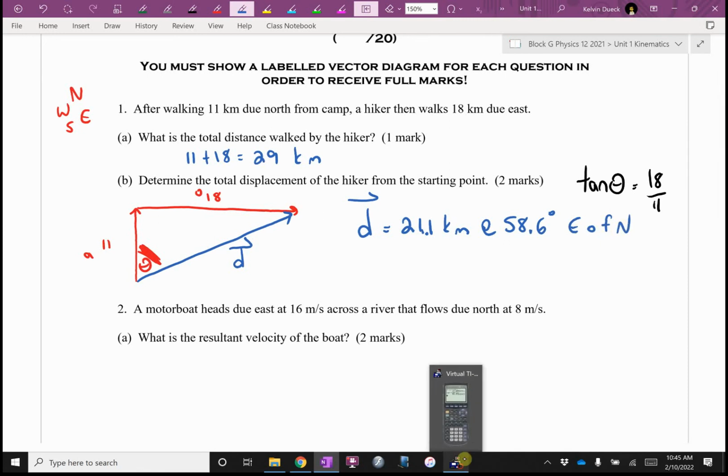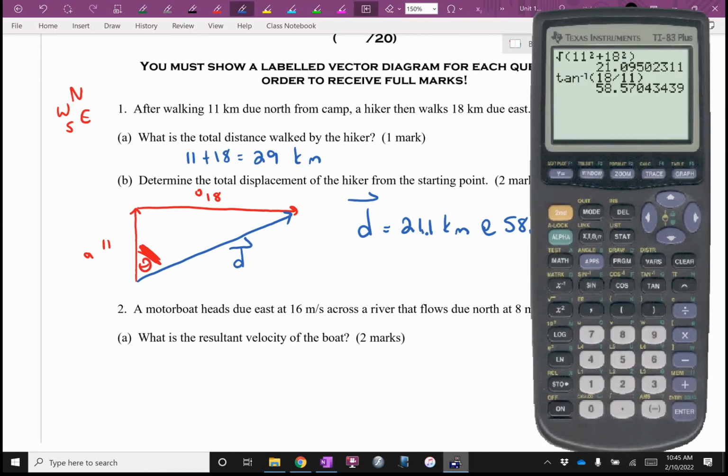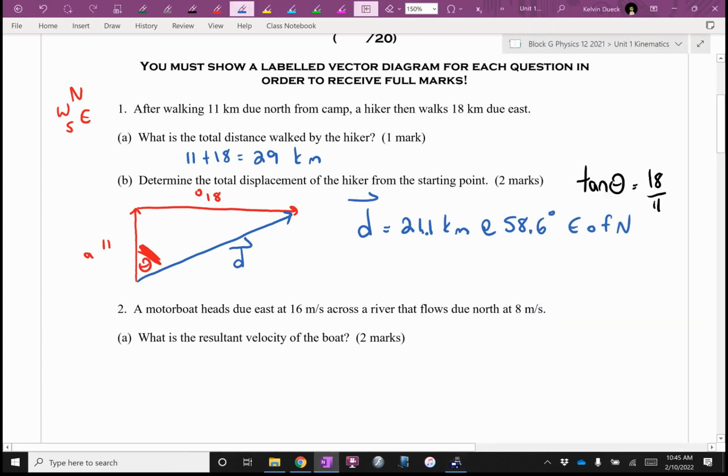Or if you drew the 18 first and then you drew the 11, you would have 31.4 degrees north of east. I would take that as well, but you're still going to have the same magnitude. The way I would mark this, I would give you 1 mark for the magnitude, half mark for the theta, and a half mark for the what of what.